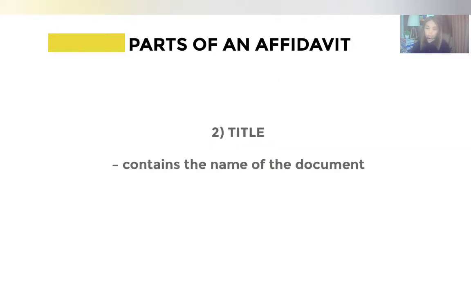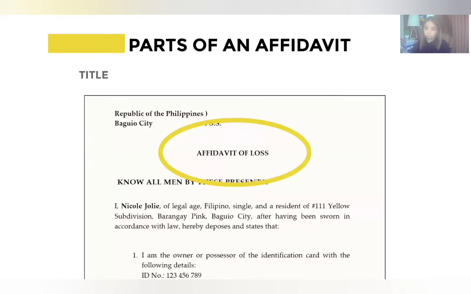Next, we have the title. Some notaries public just put the word affidavit, but it's best to write the specific kind of affidavit in the document. For example, affidavit of loss, affidavit of one and the same person, and so on. This way, the person reading the document will immediately have an idea what the affidavit is all about.